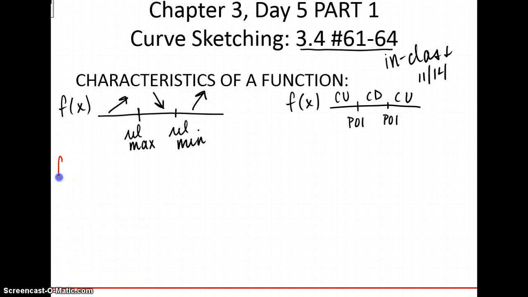Alright, so intervals where a function would switch from increasing to decreasing. If a function is increasing, we know its first derivative is positive. If a function is decreasing, we know its first derivative is negative, and it's, again, back to positive.